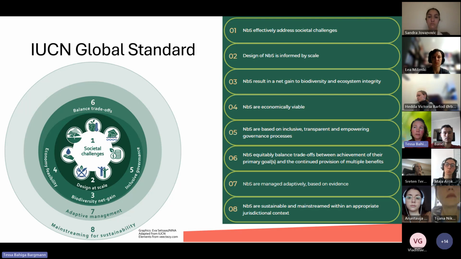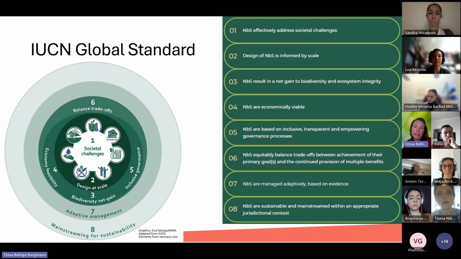Then the fifth criterion focuses on inclusive processes. This was specifically a criterion as a response to indigenous communities, who argue that this approach doesn't involve them. So this is to ensure inclusiveness. Criterion 6: equitably balanced trade-offs between achievement of primary goals and the continued provision of multiple benefits. So this again is ensuring that your project lives on through time.